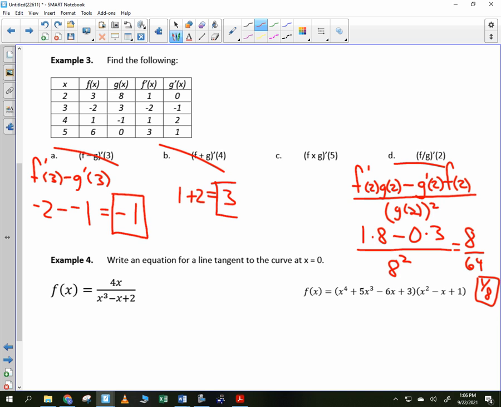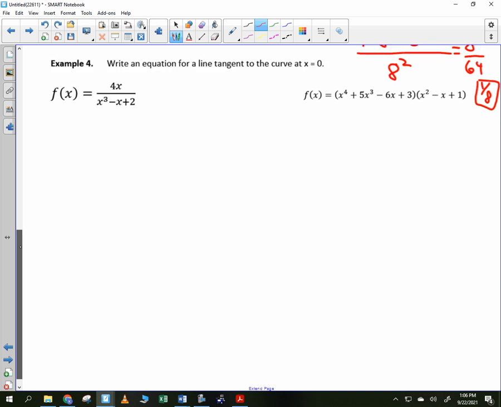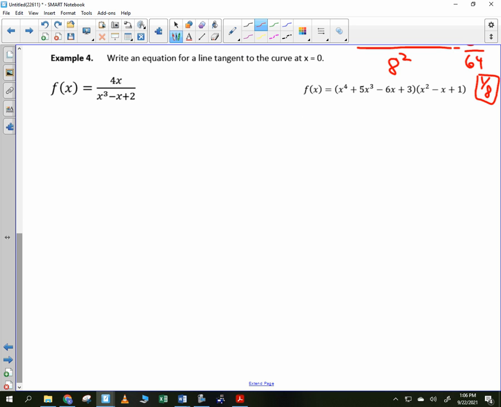Any questions there? All right, we got 2 more types of problems. We got write an equation for a line, then we have the graphical representation. Good job. Way to hang on. Oh, we might not get through both. We'll do our best. Write an equation for a line tangent to the curve at x equals 0.